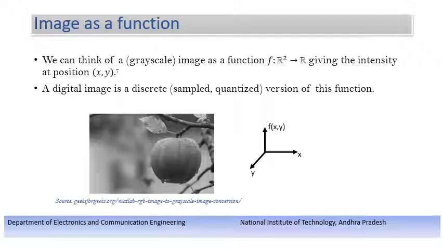Another way of representing an image is using a function. Why it is needed is because it makes it easier to perform certain operations on the image more effectively. So in this case, we can see a function going from R squared to R, where R squared corresponds to one particular coordinate location on the image, say x, y, and the range R is simply the intensity of the image at that point. Also, a digital image is a sampled and quantized version of this continuous function that we just spoke about.